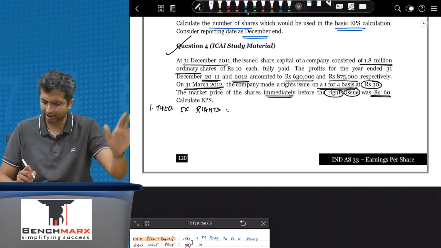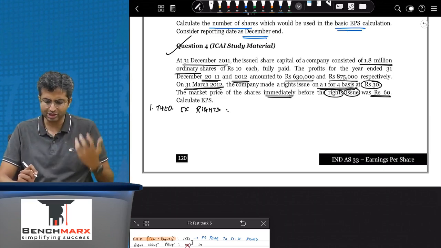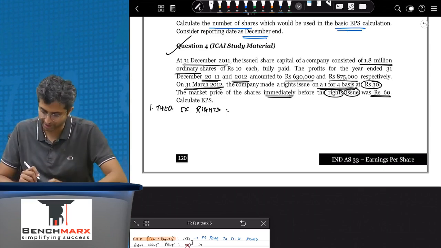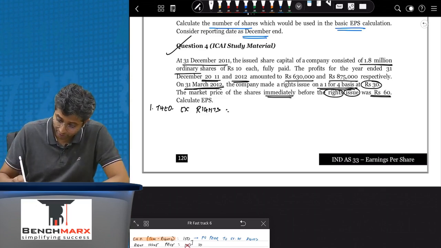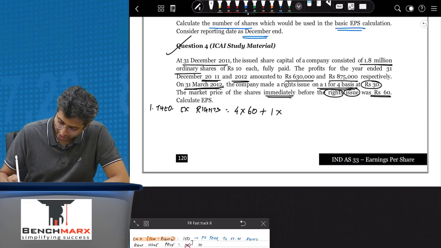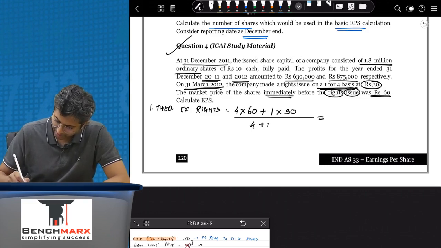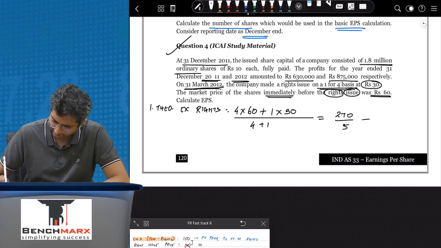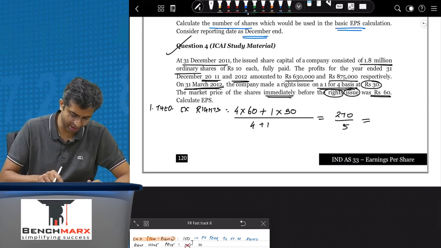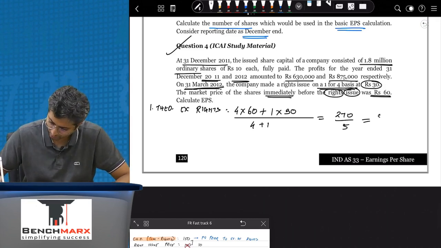We can do this for the entire company based on 1.8 million shares, or you can do it on a per right share basis. So the ratio is 1:4, which means a shareholder has to have 4 shares which are worth rupees 60 in order to acquire 1 share which is worth 30, and hence for a total of 4 plus 1, that is 5 shares, a person would have spent 240 and 30, that is 270. 270 divided by 5, which will come to 54.